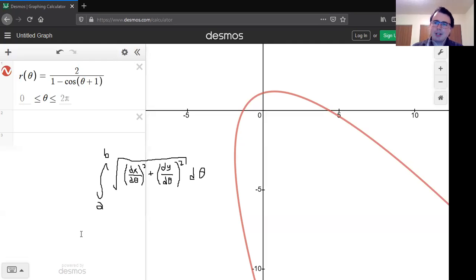Now, this looks workable. I have to remember that my x is equal to r times the cosine of theta. And my y is equal to r times the sine of theta. And bear in mind that r itself is a function of theta. So when I calculate these derivatives, I would need to use the product rule.